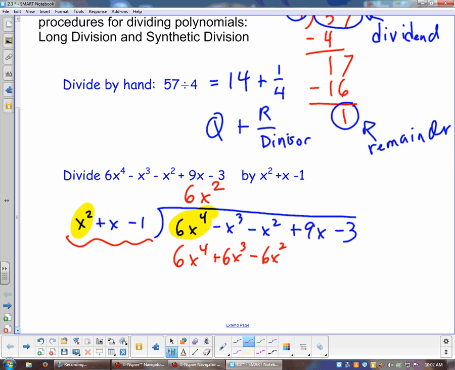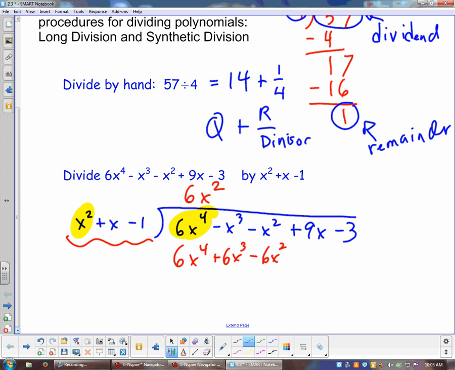Notice we're keeping everything lined up. So I've got x to the 4th lined up, x to the 3rd lined up, and so on. The only way you can keep everything lined up is if you fill in 0 for any missing terms. Like if I didn't have an x squared term, I wouldn't just write 6x to the 4th minus x cubed plus 9x. I would have to fill in a plus 0x squared. Does that make sense? You got to fill in 0 for placeholders. Same thing in your divisor. If you're missing a term there, you got to fill in a 0x or whatever.